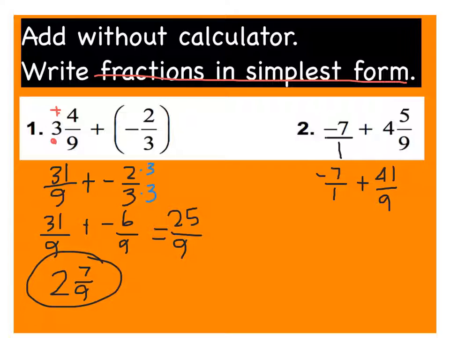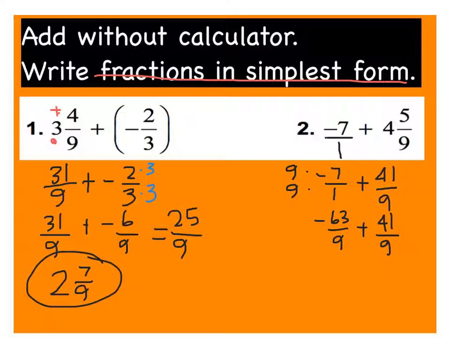Then I bring down the negative 7 over 1, and then I converted the second fraction to an improper fraction, which would be 41 over 9. Then I'm going to find a common denominator, that is 9ths. So I have negative 63/9 when I find a common denominator. I did that by multiplying the top fraction, or the first fraction, top and bottom, by 9.